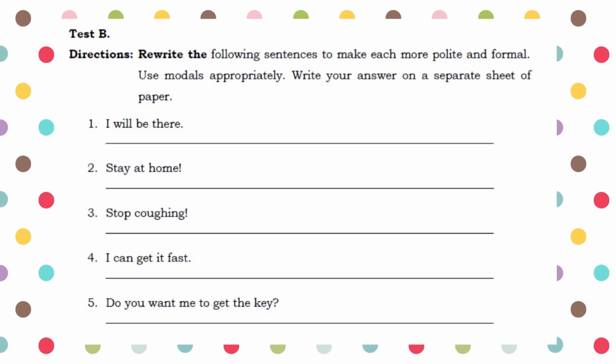Task B. Direction. Rewrite the following sentences to make each more polite and formal. Use modals appropriately. Write your answer on a separate sheet of paper. Number 1. I will be there. Number 2. Stay at home. Number 3. Stop coughing. Number 4. I can get it fast. And number 5. Do you want me to get the key?